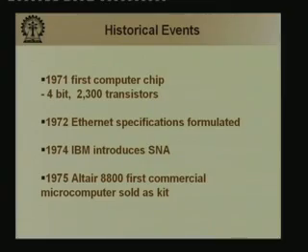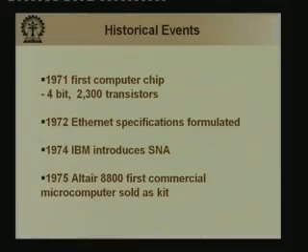Now this Ethernet is one protocol, so to say. So we will talk about protocols and different kinds of protocols, and Ethernet remains one of the most important network protocols that we use. So that was first formulated in 1972. In 1974 IBM introduced its own version of network in SNA. Then in 1975 Altair 8800, the first commercial microcomputer, was sold as a kit.